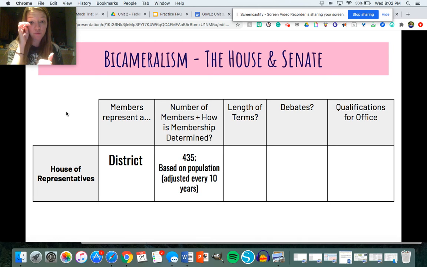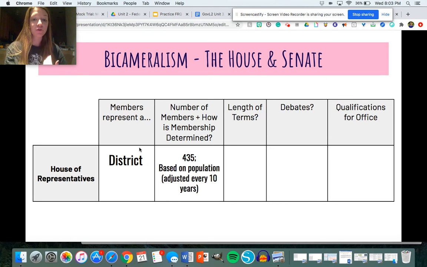Now, as we've said, there are 435 members of the House, and this number itself doesn't change. There are always 435 members. However, the number of representatives given to each state is adjusted every 10 years because it's based on population. So as populations change, Ohio might gain or lose representatives in the House.